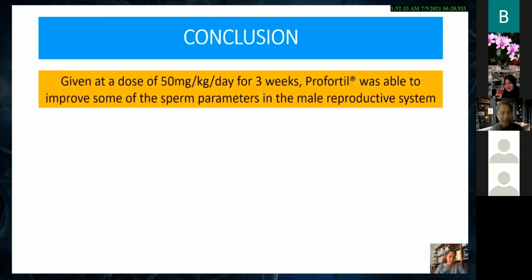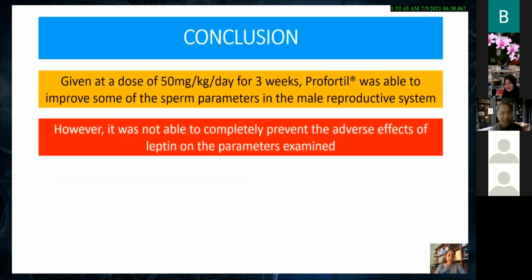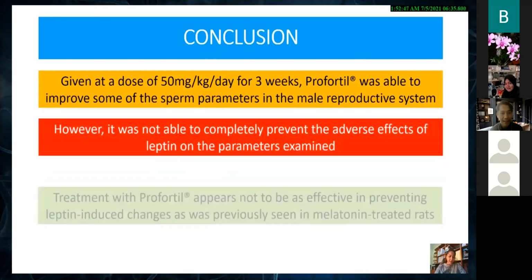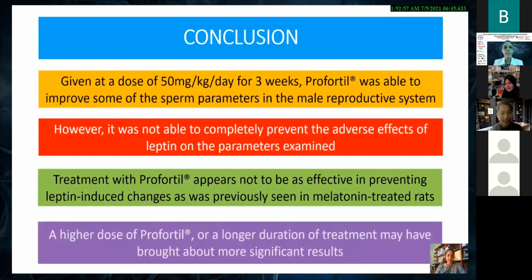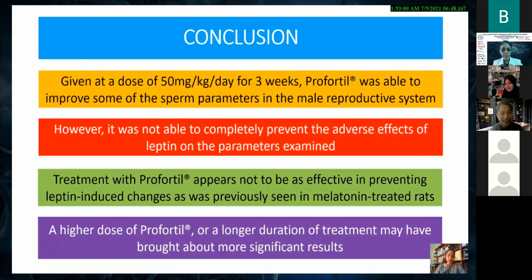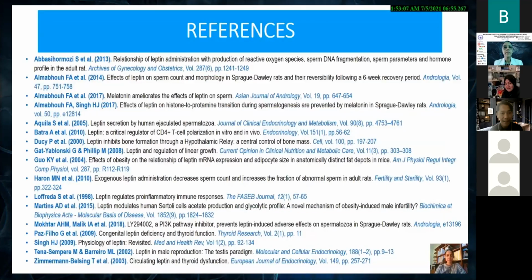So in conclusion, although given at a dose of 50 mg per kg per day for 3 weeks, Profotil was able to improve some of the sperm parameters in the male reproductive system. However, it was not able to completely prevent the adverse effects of leptin. It appears that treatment with Profotil is not as active in preventing the leptin-induced changes as was previously seen in melatonin-treated rats. Perhaps a higher dose of Profotil or a longer duration of treatment may have brought about more significant results. These are my references.